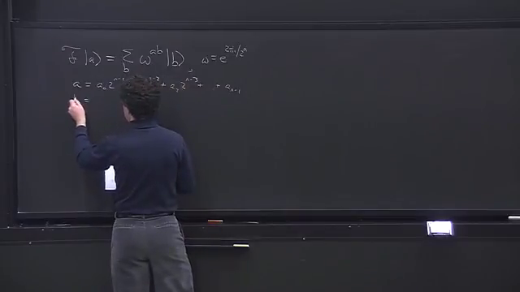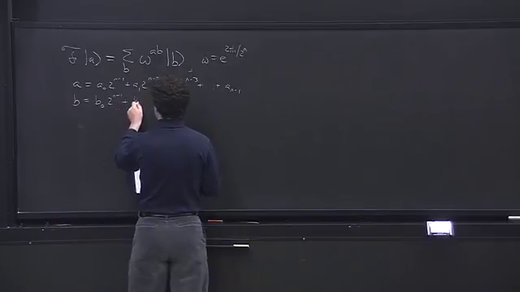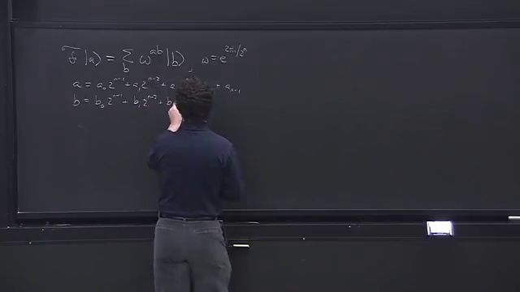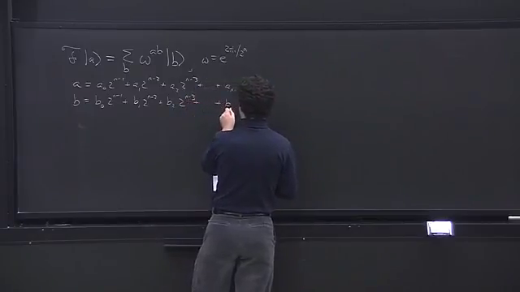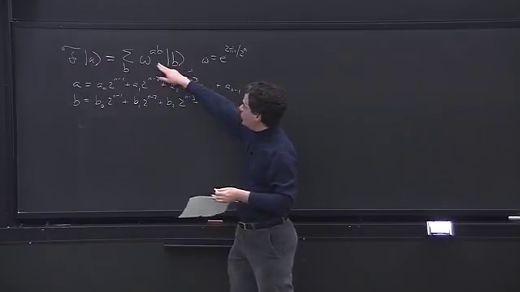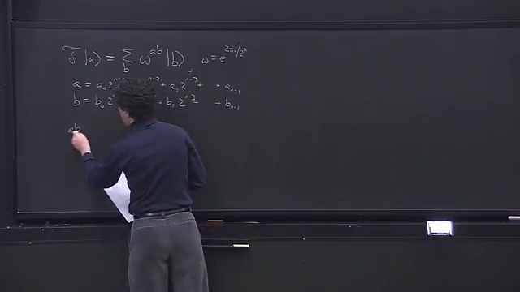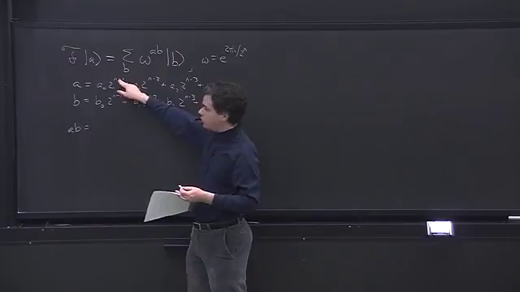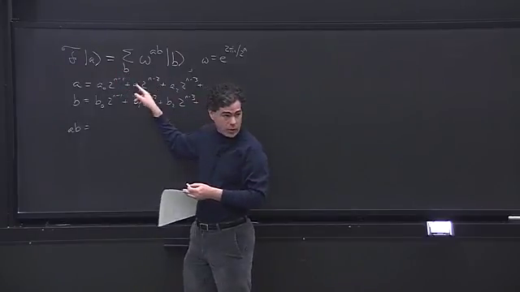And B is equal to, similarly, B0 2 to the n minus 1, plus B1 2 to the n minus 2, plus B2 2 to the n minus 3, plus dot dot dot, plus B n minus 1. And then when we multiply them together for this power of omega, what do we get? Well, we're going to get A0 B0 2 to the 2n minus 2, and lots of other stuff with high powers of 2 to the n.